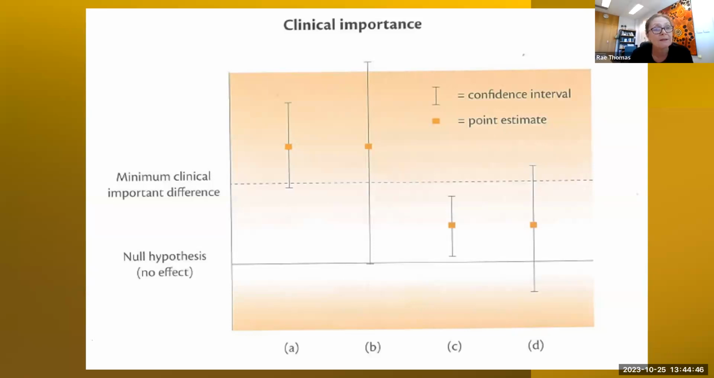Exactly, right? So we know it's significant because it doesn't cross that solid line. But we know it's not clinically important because it doesn't reach the threshold of the dotted line, either by the point estimate, the yellow box, or the confidence intervals. So then, therefore, which study shows one that is not statistically significant, but it could be clinically important?